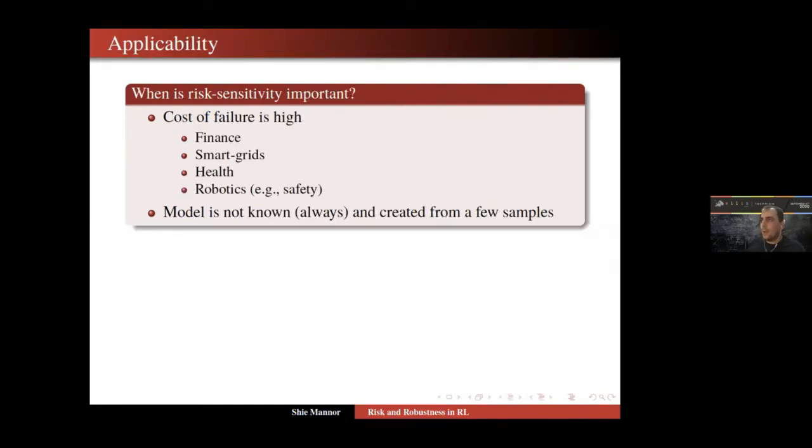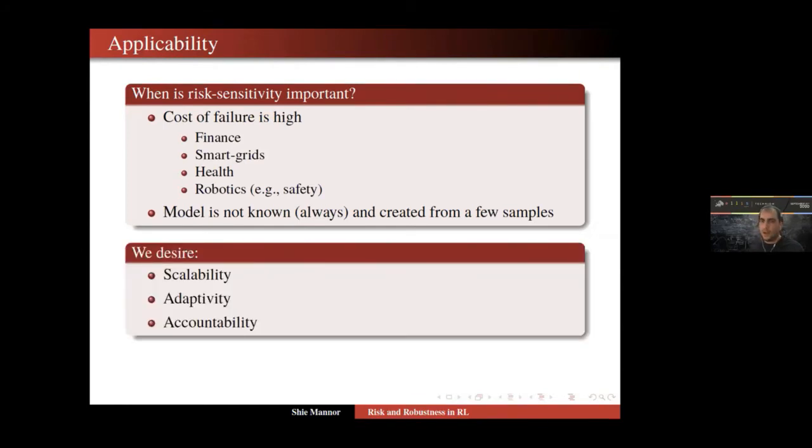Okay, so risk sensitivity is important because it's important in many applications where failure is expensive. And we also mentioned that in almost all problems of interest, the model is not really known. And as I said before, we want scalability. So we want algorithms that would work better with more data. We want adaptivity, and we want accountability. So we want to be able, at least to some sense, to explain why we chose the policy that we did. And a good explanation can be, I chose a particular policy because while this is not the optimal policy for the current model, I was unable to tell whether it's model A or model B, and it's good against the worst of the two. So that's a reasonable way to produce accountability.